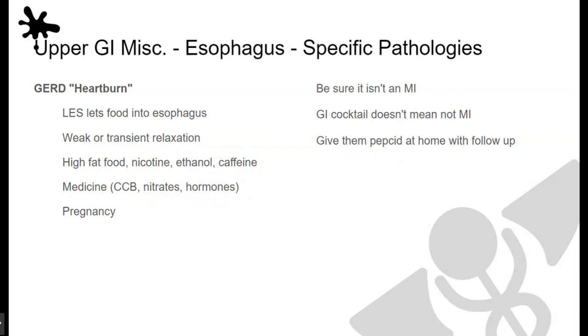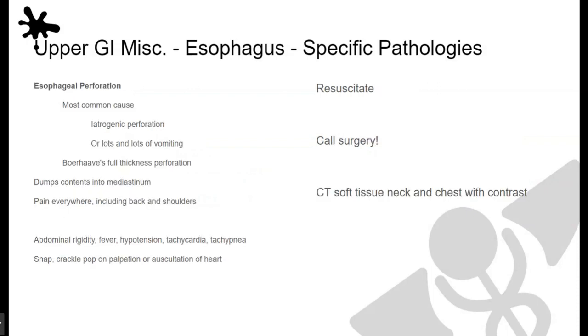So give him Pepcid at home. Tell him to follow up, right? If you know it's actually heartburn, or if that's what you're actually going to, your highest, right?